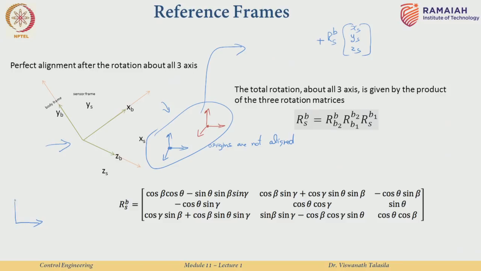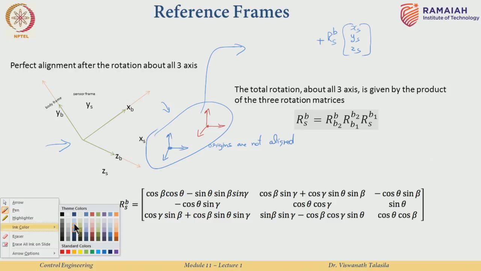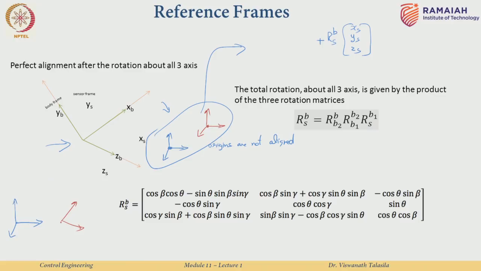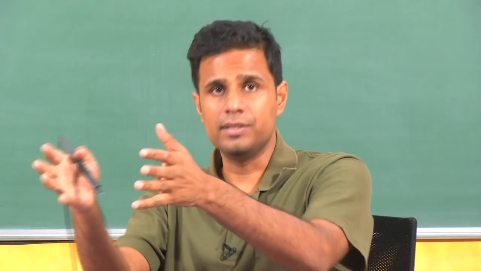This is one sensor axis, and this was the other sensor axis, the body axis, let us say. Now, what we are going to do when we apply RS to B, this axis over here gets shifted, displaced rather, angularly displaced to this axis. So now the angles at which the two reference frames are being considered are exactly the same.